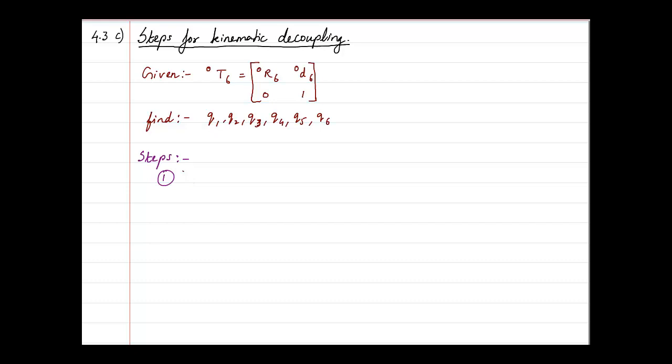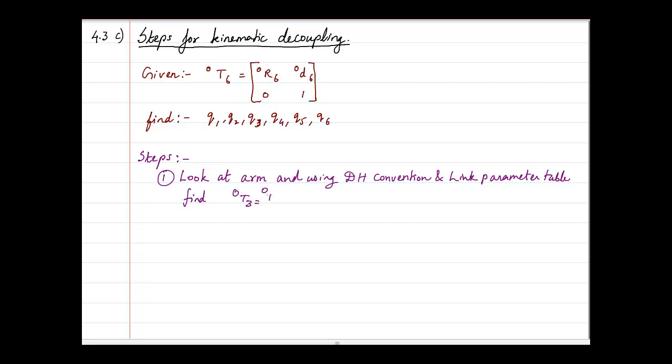So look at the arm and using DH convention and link parameter table, find 0T3, which is basically you multiply A1, A2, A3, which we basically write as 0T1, 1T2, 2T3, which is basically your A1 into A2 into A3. This we have already seen in forward kinematics.